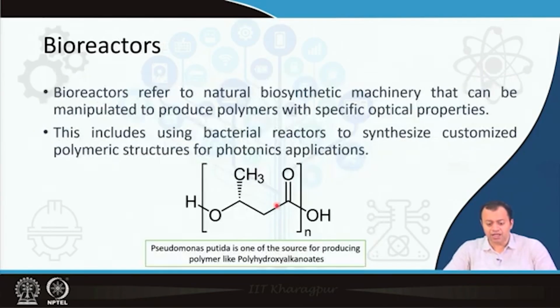Right. Of course, bioreactors, as I was saying, refer to natural biosynthetic machinery that can be manipulated to produce polymers with specific optical properties. Two bacteria combine, their output turns out to be some sort of excretion, and their output could be considered some sort of a nanomaterial that has a specific optical property. This includes bacterial reactors to synthesize customized polymeric structures for photonic application. Pseudomonas putida, this is the bacteria, is one of the sources for producing this polymer, polyhydroxyalkanoates. Chemistry people can tell me that this is some kind of a thermopolymer that I have heard, a polymer whose properties change with heat.